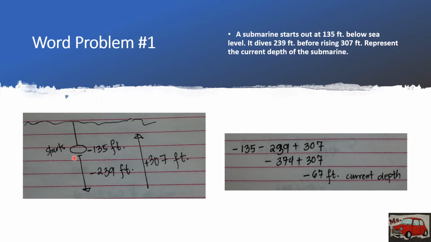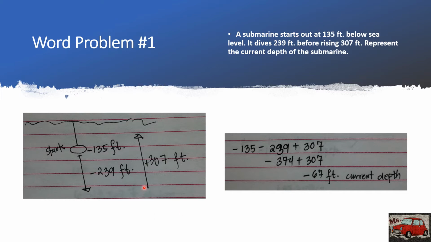Nag-dive, ibig sabihin, mas lumalim pa siya. So, ibig sabihin na nadagdagan ng negative 239 feet yung sukat niya. So, currently, nandito na yung submarine, right? Nung nag-dive siya. And yung sukat dito, since parehas negative to, ibig sabihin, nadagdagan yung negative niya. So, nandun siya sa negative 374 feet.